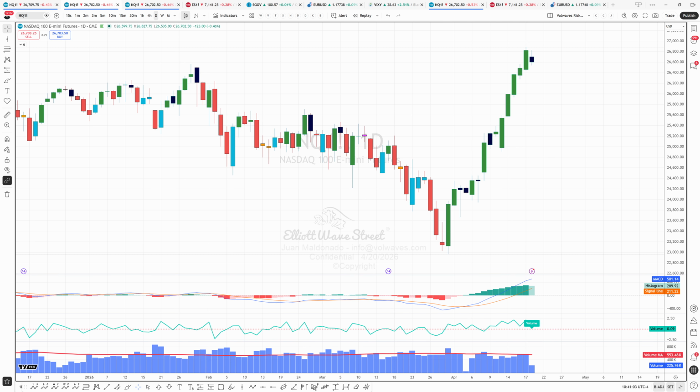The regular volume, you can check on any volume bar the number of contracts that were traded during that session, or during that hour, or during that 4 hour, or during that 5 minute. Don't worry about the time frame, it's going to work the same on any time frame.